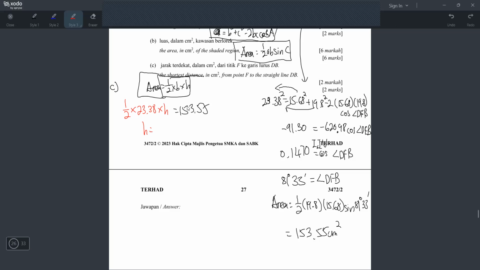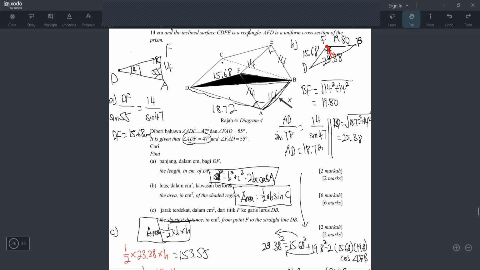So I'll just press 153.55 divide 23.38 and then times 2. Okay, my calculator gives me 13.14. Okay, let me press again. Yeah, 13.135. So 13.135 is 13.14, right? So make sure you write in cm because that's the unit, right? So that's the answer.